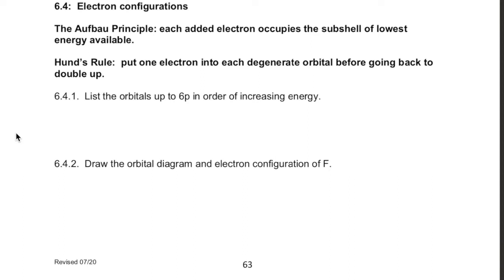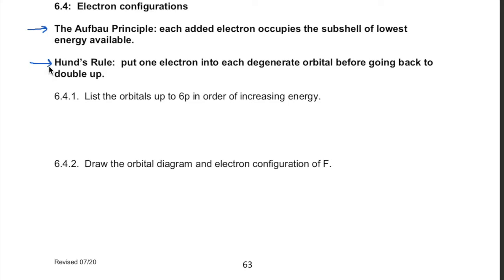All right, so let's talk about some electron configurations of elements. You might have looked at these before in a previous chemistry course. And we did talk a little bit about listing the orbitals up to 6p at the end of the previous lecture. So what we're doing is listing the orbitals in order of increasing energy, because that's the order they're going to fill up in. The electron coming in is going to take the orbital, the subshell, that has the lowest energy.